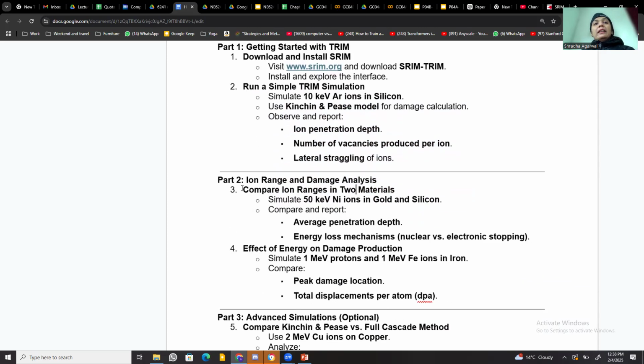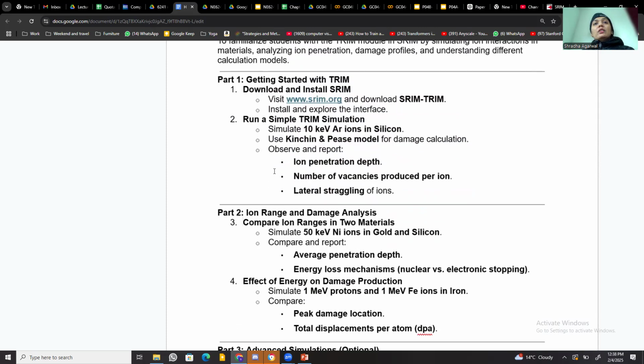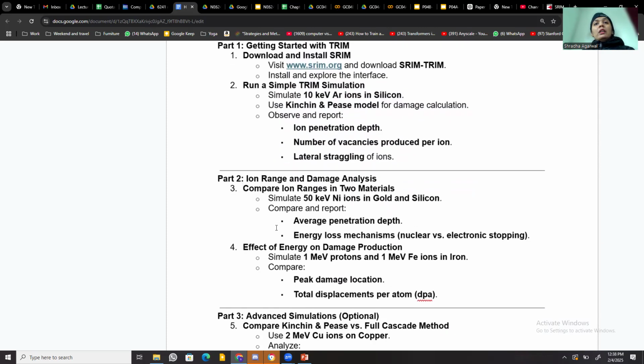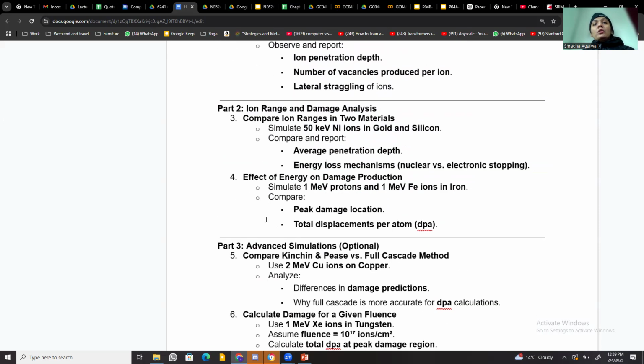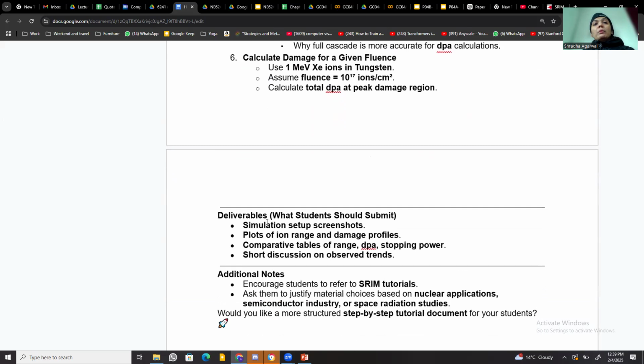Then the second thing is compare. So first was just to run a TRIM calculation. Then you have to compare the damage analysis. So you have to run it here, 50 MeV iron in gold and silicon, and you have to calculate this. So one of you can do question number 2, and one of you can do question number 3.